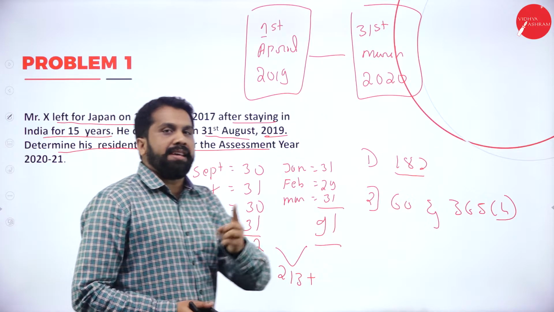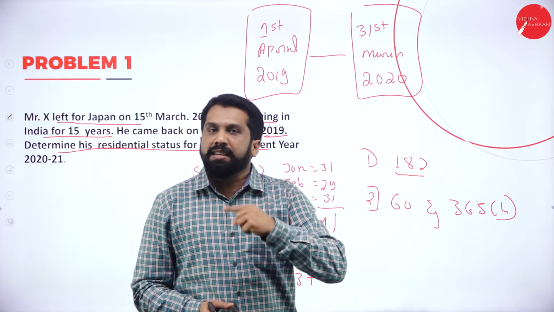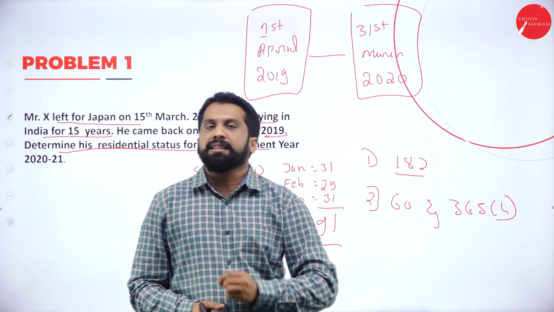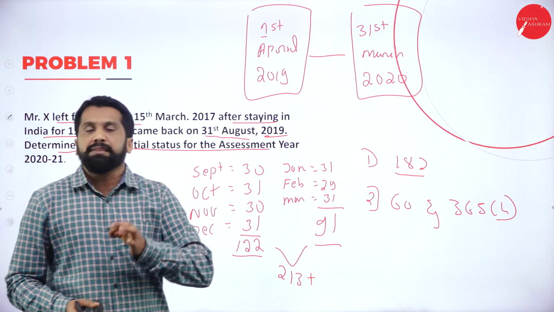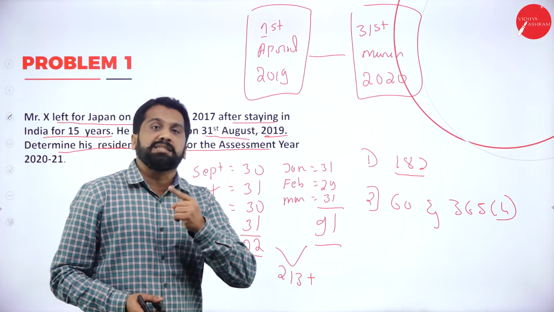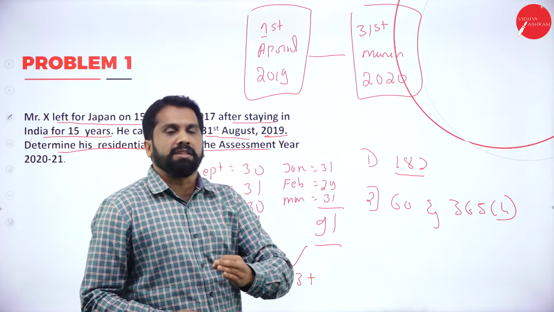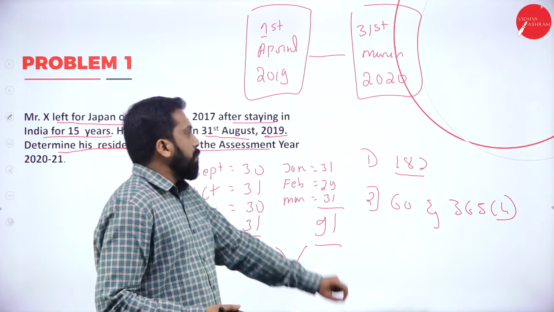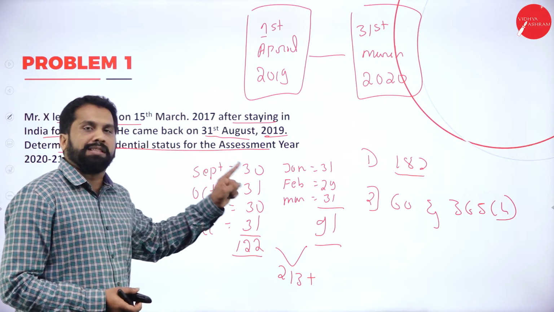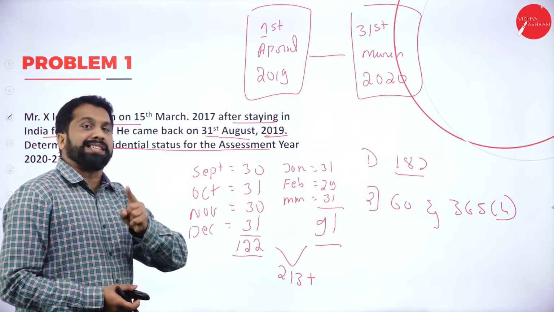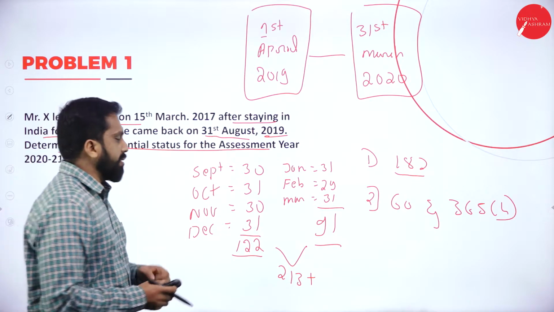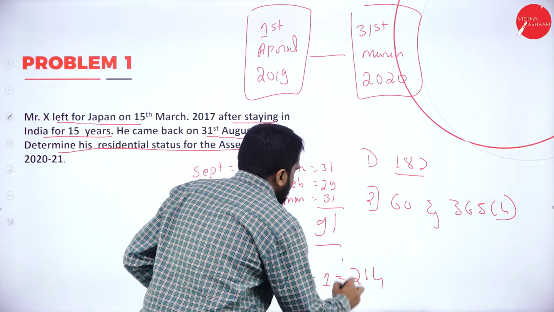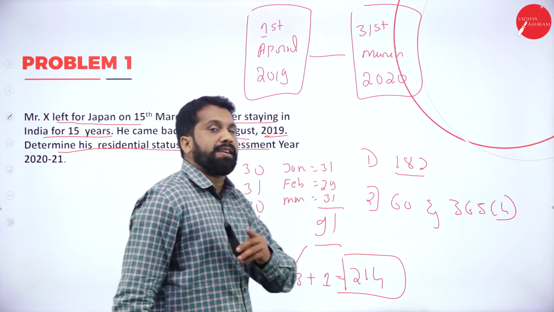Remember, the day he arrived and the day he departed will be considered as he is in India. Again I will repeat, the day he arrived and the day he departed, we call it as the day he is in India. Now, when did he come? In the month of August 31st. In the month of August 31st, he was in India. So, in the month of August, he was there in India for 1 day. Total, it will be 214 days.